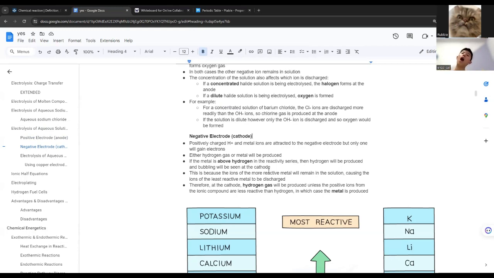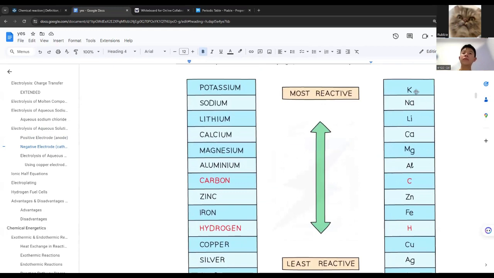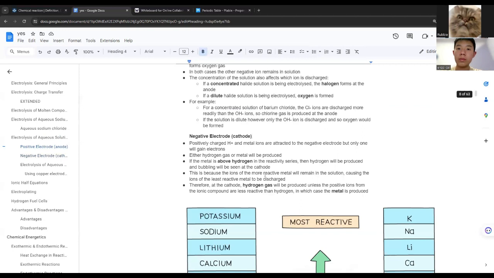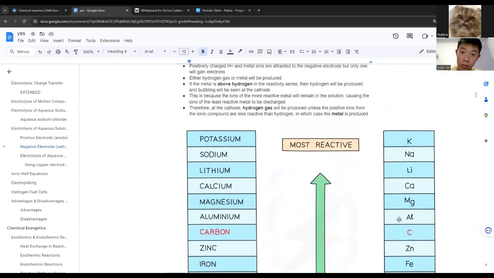If the metal is above hydrogen in the reactivity series, you see how sodium is higher than hydrogen here in the reactivity series? Then hydrogen will be produced and bubbling will be seen at the cathode. That means hydrogen gas is escaping. But if we have copper, silver, or gold, these three, in solution or molten, they will be found at the cathode instead of hydrogen.